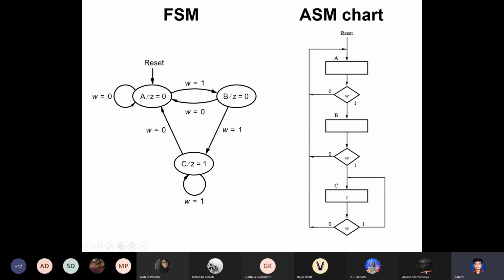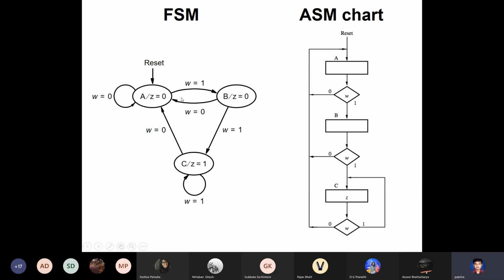So we have three states, A, B, and C. This Z is an unconditional output. That means the moment you are in state A, Z becomes 0. The moment you are in state B, Z becomes 0. The moment you are in state C, Z becomes 0. So this Z is kind of a sequence detector. You are trying to detect a sequence, let's say 101 or something. Whenever you come to the end of the sequence, or you have detected that sequence, which is maybe state C, then you get an output of 1.